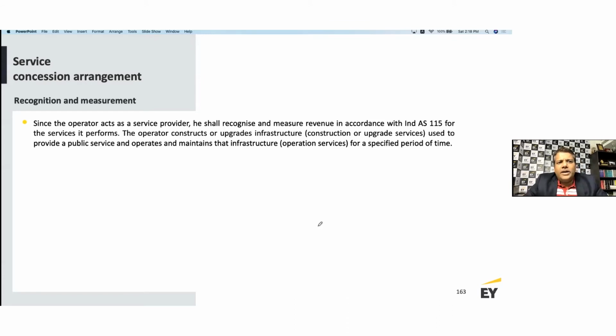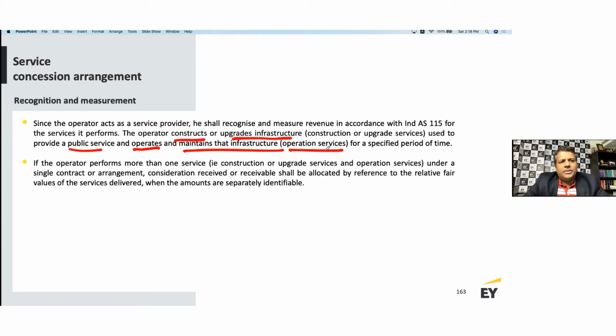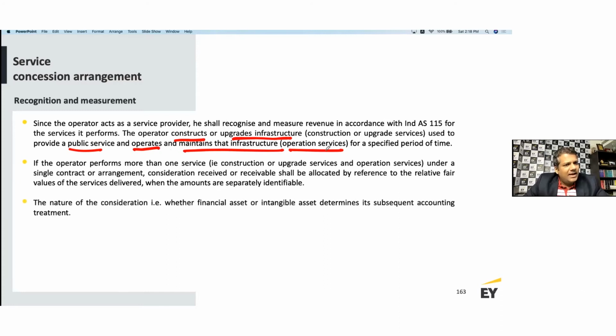Since the operator acts as a service provider, recognize and measure revenue in accordance with Ind AS 115 for the services it performs. You are constructing or upgrading infrastructure used to provide a public service and operate and maintain that infrastructure. Operation services, two types of, right? Construction and operation. If an operator performs more than one service, which is construction, upgrade, and operation under a single contract or arrangement, consideration received or receivable shall be allocated by reference to the relative fair value of the services delivered, right?